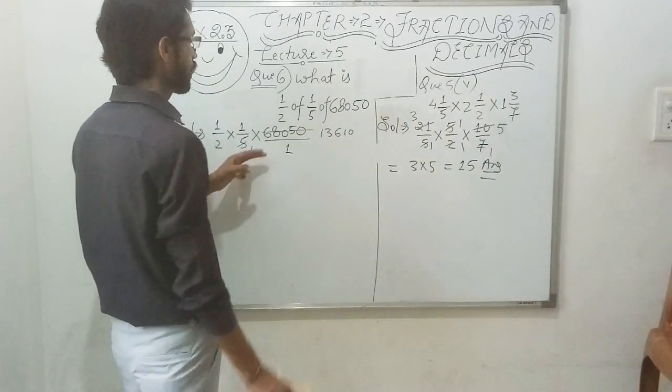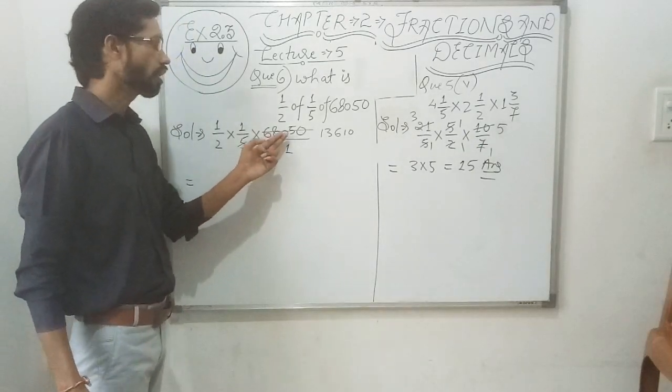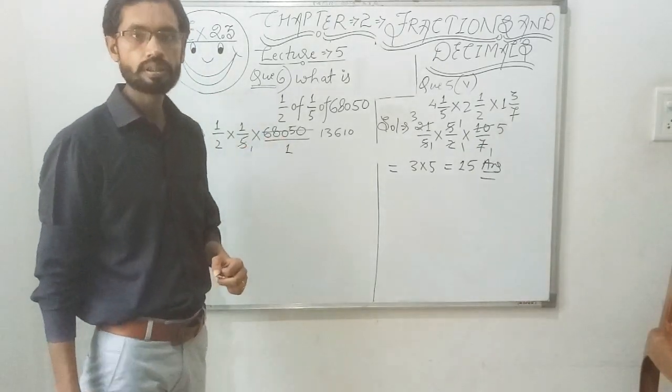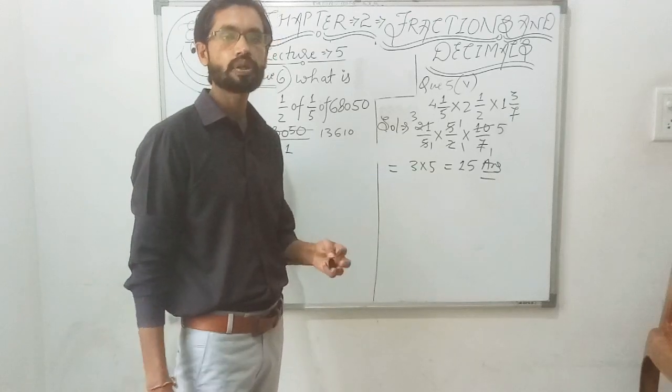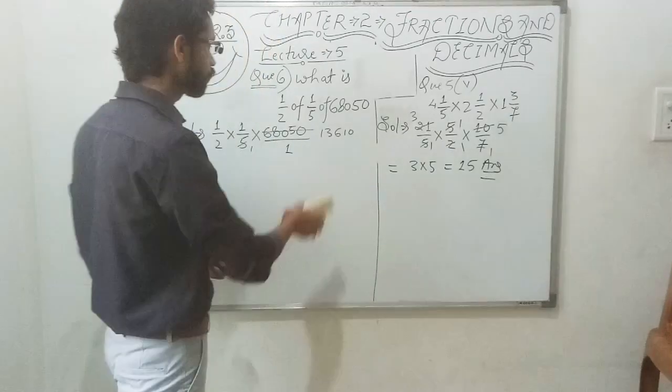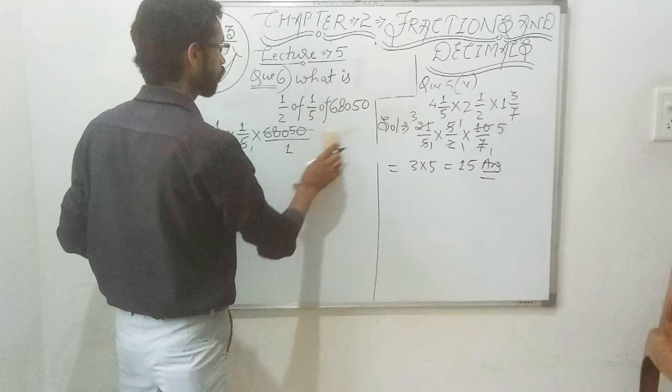Okay. See, if you are not able to cancel out like this, you can do the divisions. Many students are not that much in practice, so you can do it in division form also. How? Let me tell you.